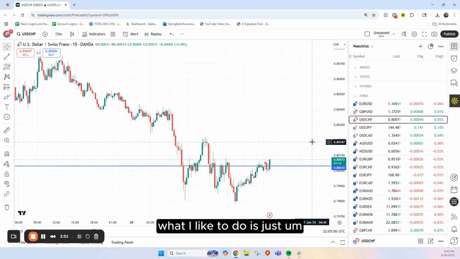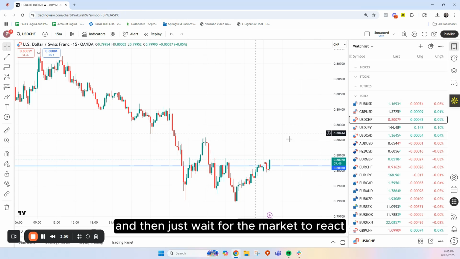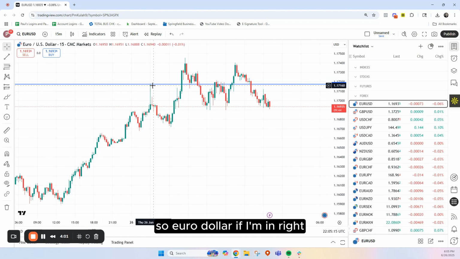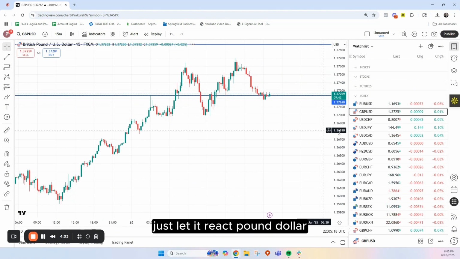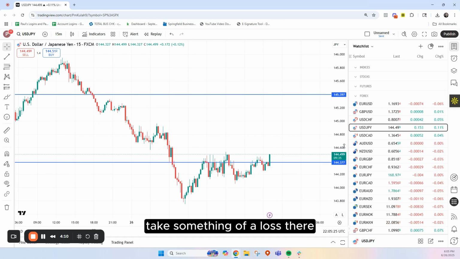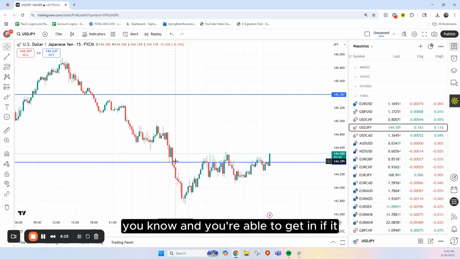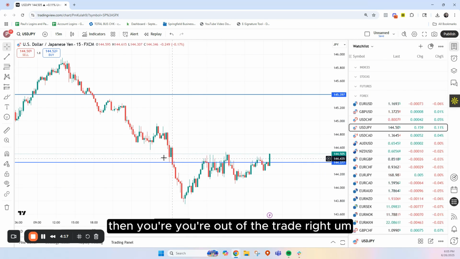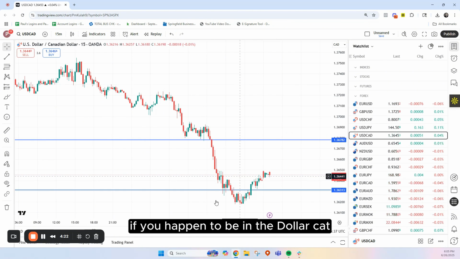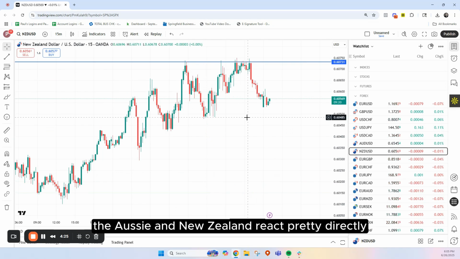What I like to do is just use them as entry points and then wait for the market to react. If the market doesn't react, then I'll get out of the trade. So euro dollar, if I'm in, just let it react. Pound dollar, same deal. Dollar Swiss, if I see it just slice through, you take something of a loss there. Dollar yen, you see it react, and you're able to get in. If it doesn't move in your direction, then you're out of the trade. Same with the dollar CAD. And then the Aussie and New Zealand react pretty directly.